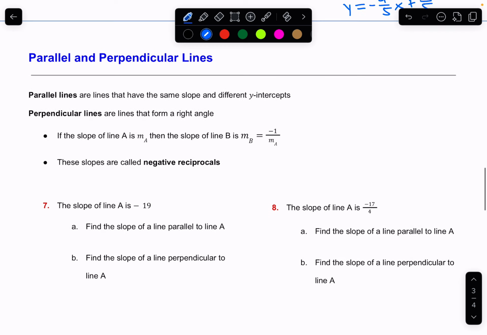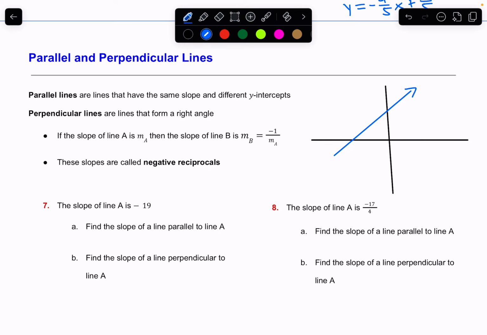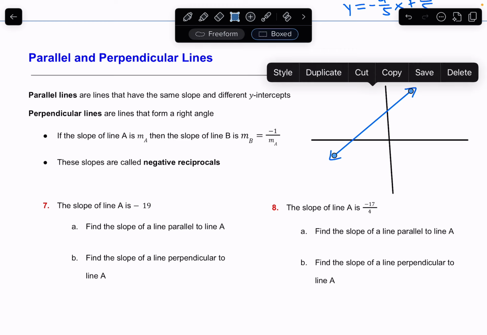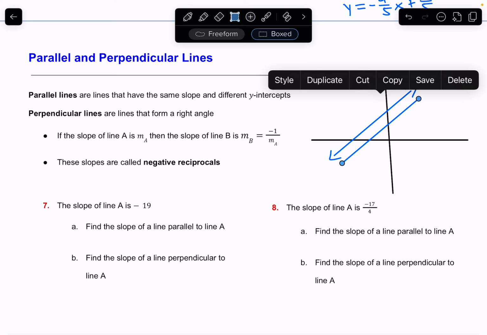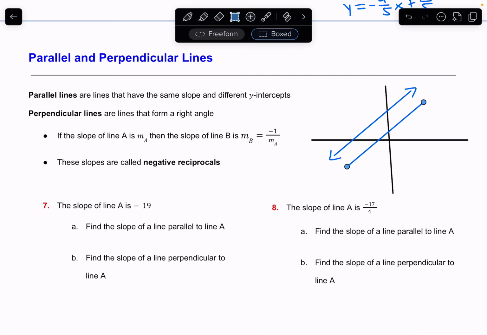All right, now moving on to parallel and perpendicular lines. Parallel lines are lines that have the same slope but different y-intercepts. So if we draw ourselves a little coordinate grid over here, okay, if I draw a line that looks just like this, and I want to make a parallel line, what I'm going to do on the iPad is literally click it and click duplicate. But notice when I duplicated it, it's going in the exact same direction as the previous one. And so when you hit that duplicate button on the iPad, it actually makes parallel lines for you.